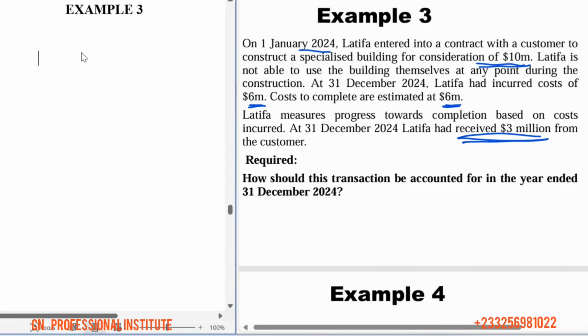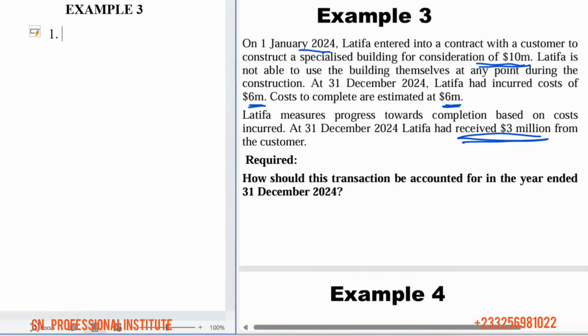And it says we should explain how the transaction should be accounted for. So when the question says you should explain how the transaction be accounted for, you have to write some English, right? So you just state that per IFRS 15, this is a performance obligation over time, and therefore revenue should be recognized based on the progress. Okay. So just say something small, and then let's put our figures down.